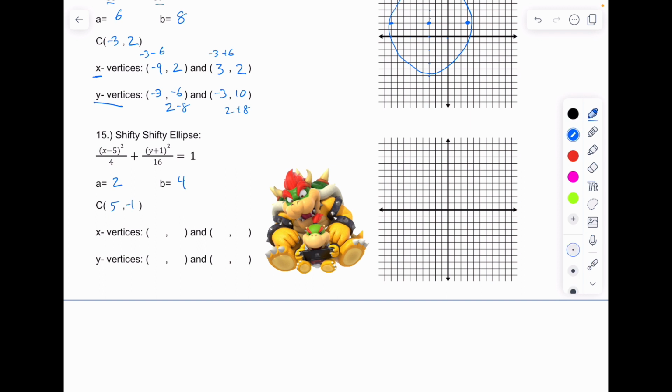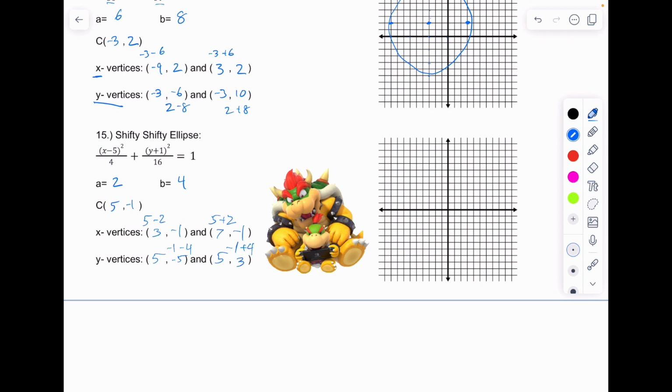As for vertices, for the x's, we know that the y's don't move, so let's just plug in what we know don't move. For the y vertices, we know that the x's don't move. Let's keep those in place. Plug in the numbers that we have left. So 5 minus 2 is going to give 3. 5 plus 2 gives you 7. We have -1 minus 4 gives you -5. -1 plus 4 gives you 3.